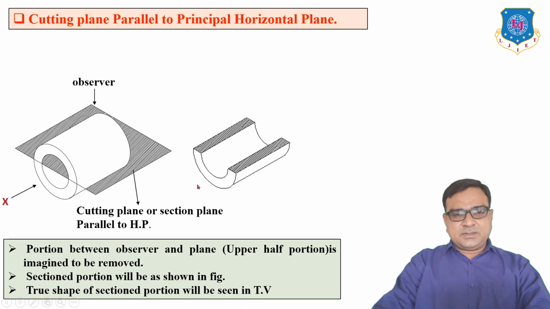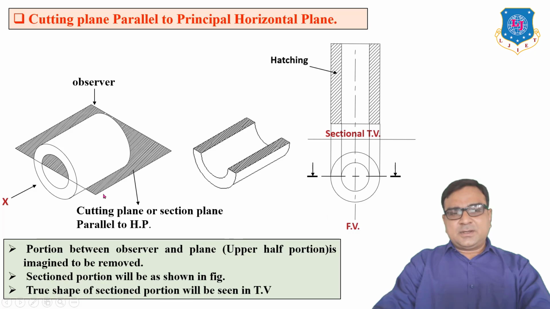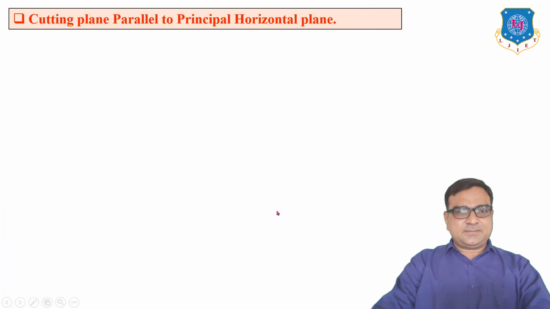So when you observe the front view of this part, for the full cylinder, this is the front view, and the top view shows two concentric circles. But for the sectional top view, after removing the top portion, the top view will be like this, in which these two surfaces come under cutting. So that surface is represented by hatching lines.